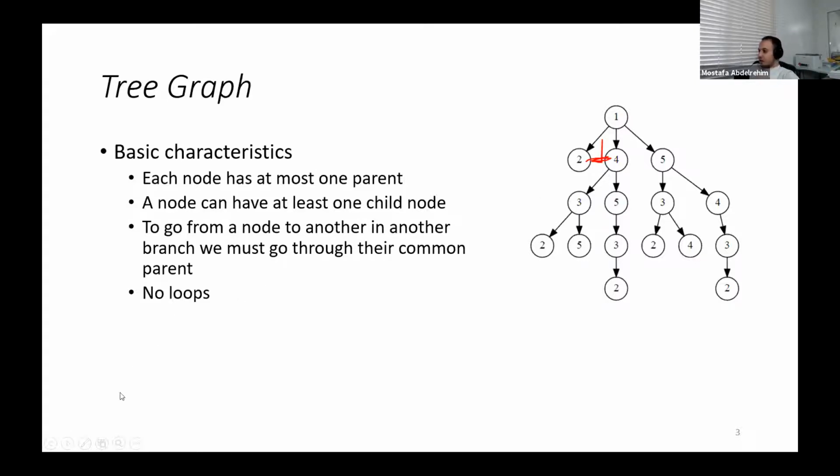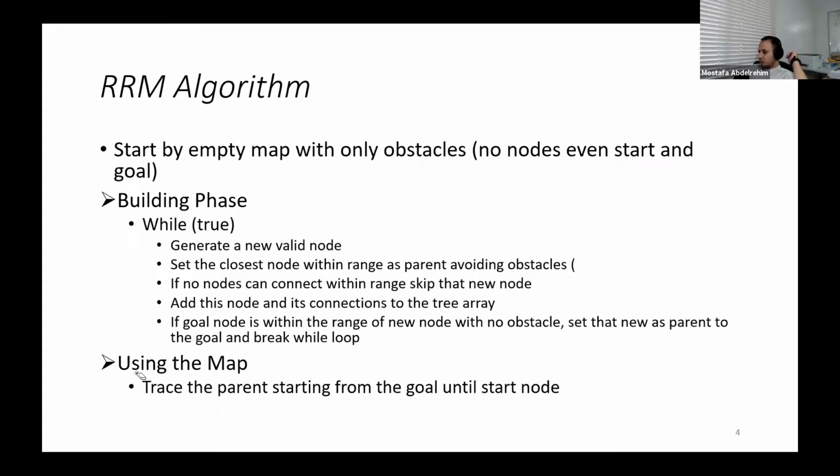Okay, so what differentiates a tree from a graph? This is the basic characteristic: there is no loop. Based on that, if you have a goal and a start node in this tree, you can easily go from the goal to the start, as we will see maybe in 10 minutes or something. Okay.